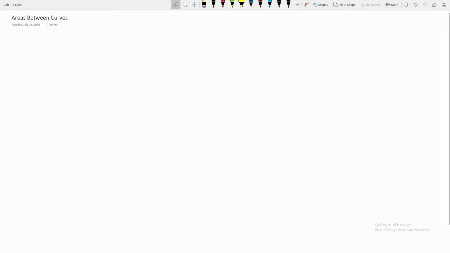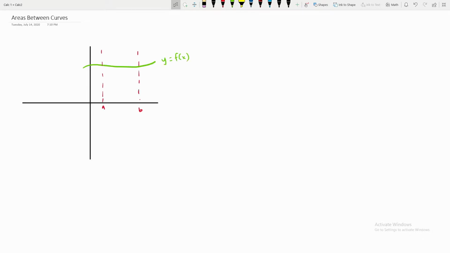In today's lesson, we're going to be talking about areas between curves. So firstly, let's remember what the Riemann sum was, and I'm going to link a card back to the video where I talk about Riemann sums and areas under a curve.